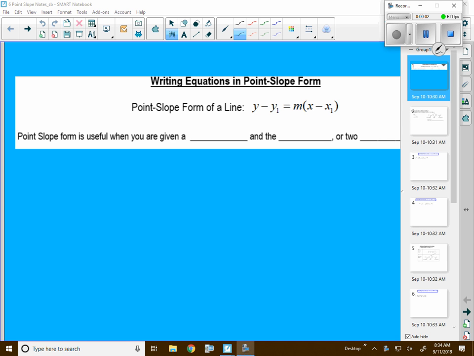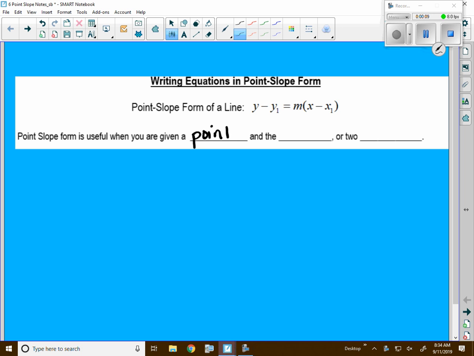Scenarios when we would use point slope form. If we're given a point and a slope, that makes sense. So if you're given a point and a slope, then you can use point slope form. It's right in the name. The other thing you can do is that if you're given 2 points, you can also do point slope form. It's just another way of writing our equations rather than slope intercept, or y equals mx plus b.